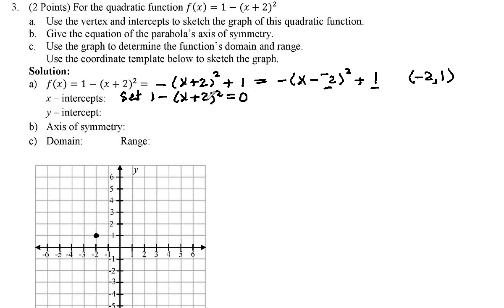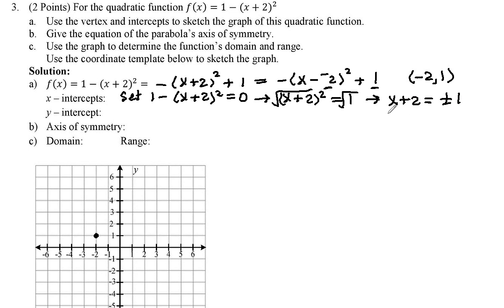And let's go ahead and bring this negative over on the right as a positive. So we got (x + 2)² is equal to 1. So now they're both positive, and we want to take square roots on both sides to undo that square. So then that's going to give us x + 2 is going to equal positive and negative square root of 1, plus or minus 1.